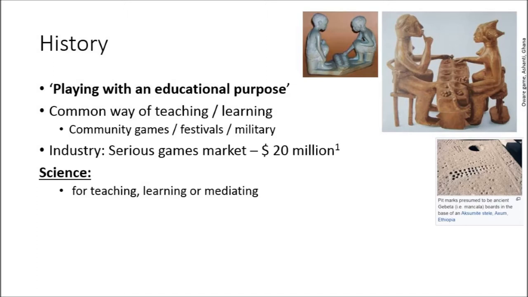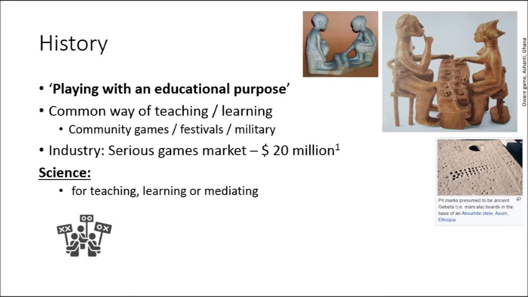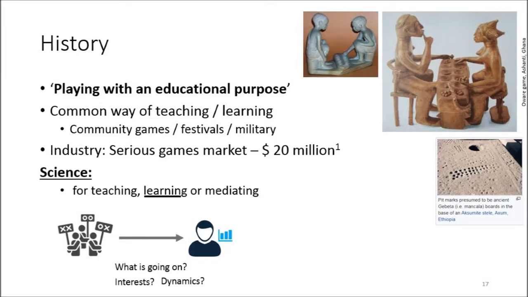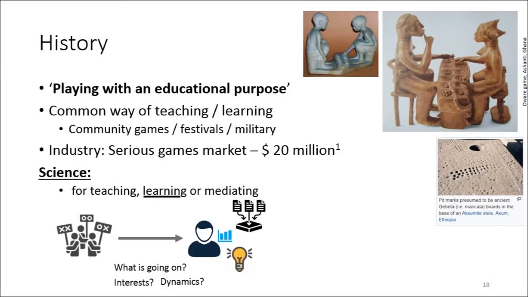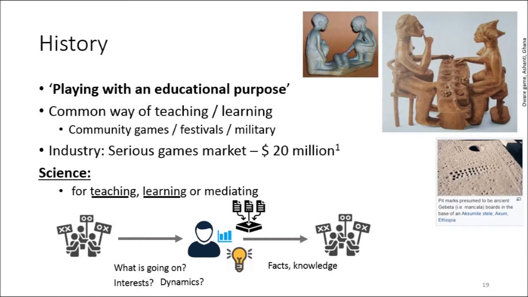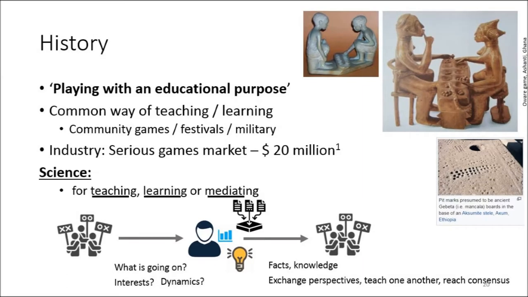So what does that mean? Let's imagine we have a natural resource like land and water, and we have three different resource users in the area with different interests, okay? So if we are the researcher and we would like to understand more of the situation, we would like to learn something, we could use a serious game to understand better what is going on, what are the prevailing interests and dynamics. And if we understand that, we could integrate our insights with additional data. And then we could think about teaching, like designing a game to convey additional facts and knowledge to prepare them for more informed decisions. Or if there are really conflicts around the resources, we could use a game to mediate, so to exchange perspectives, teach one another, and reach consensus.